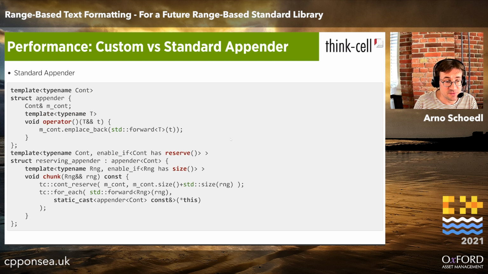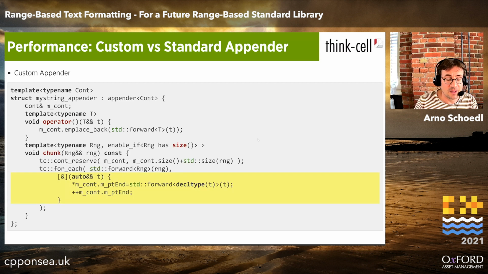Now, if we do this with a standard appender, then we would do the container reserve in the very beginning, and then for each individual character, the appender would do an emplace_back on that container. Now, you'd say, well, we reserve all the memory, that's good, and then we do the emplace_back. So what kind of performance do we get? Well, the question is, can we do this better?